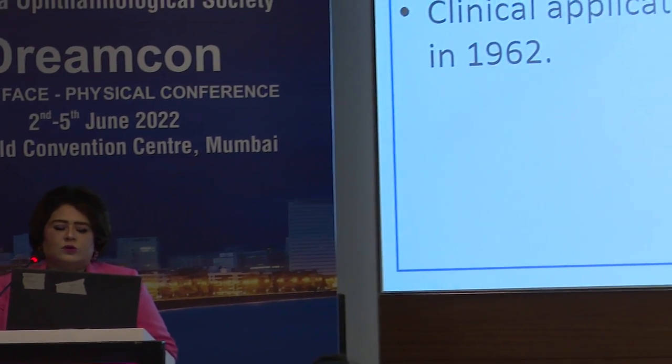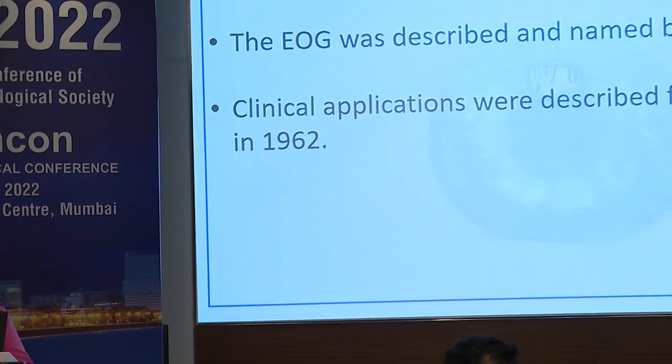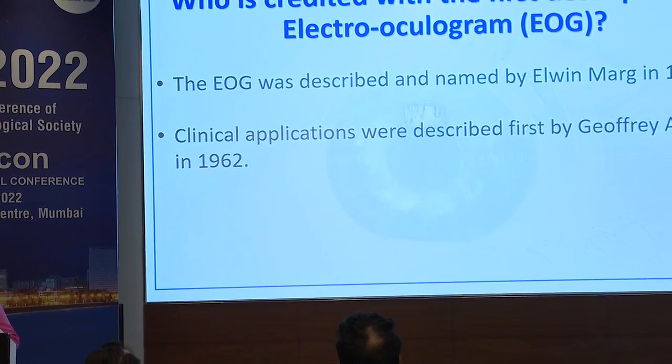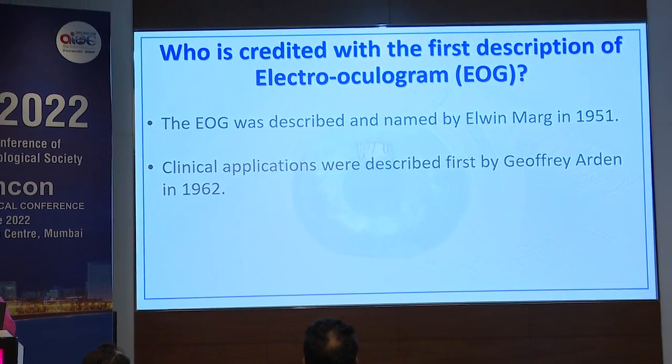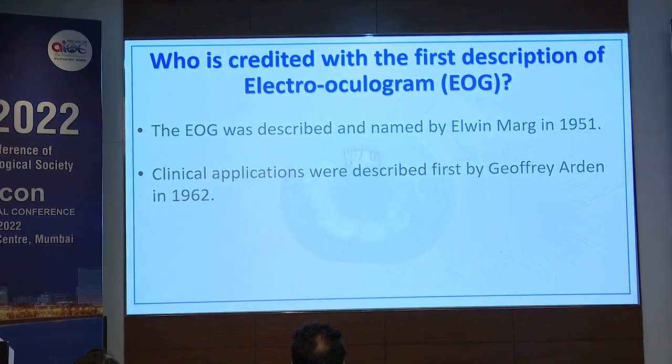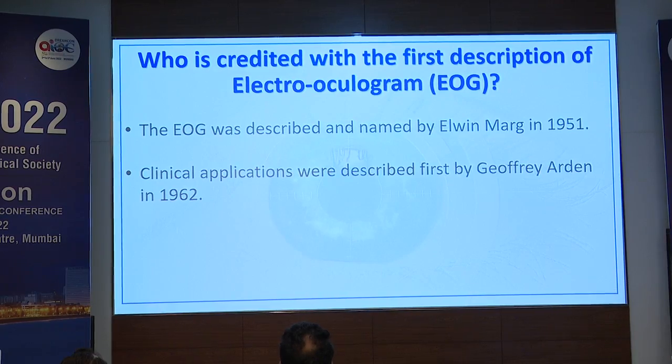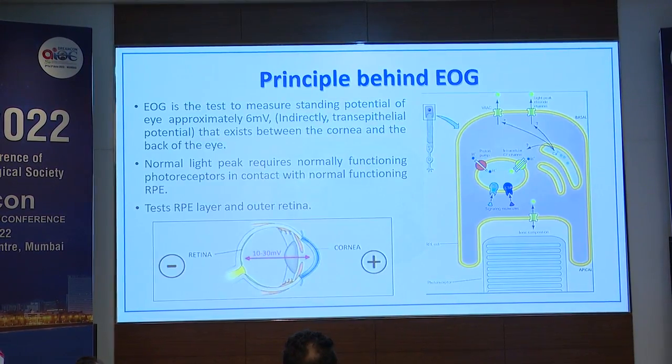So good morning, everyone. My topic today is tips on electrooculogram. A little brush up before the tips. Who is credited with the first description of EOG? The EOG was described by Elvin Marg in 1951, and the clinical applications were described by Geoffrey Arden in 1962.